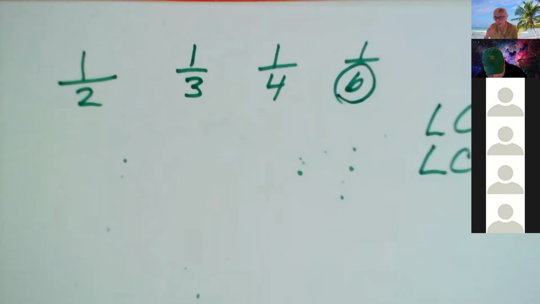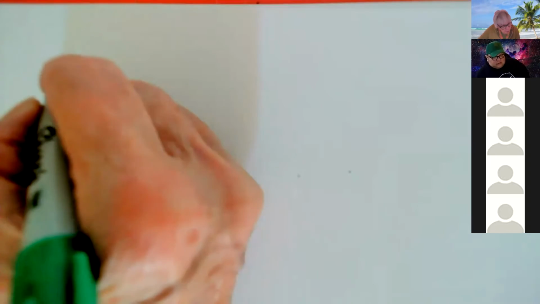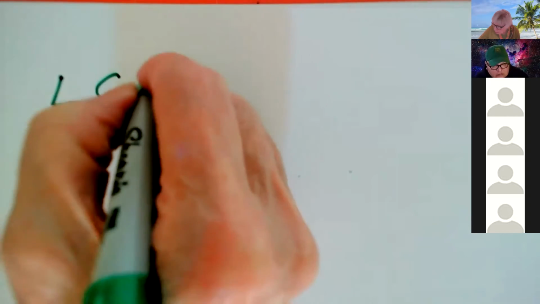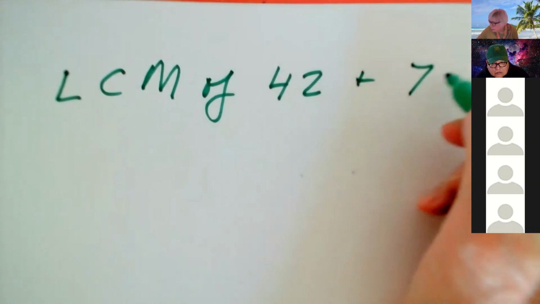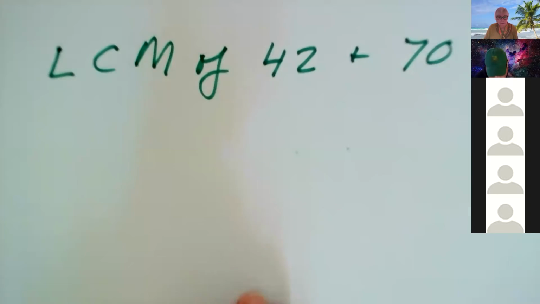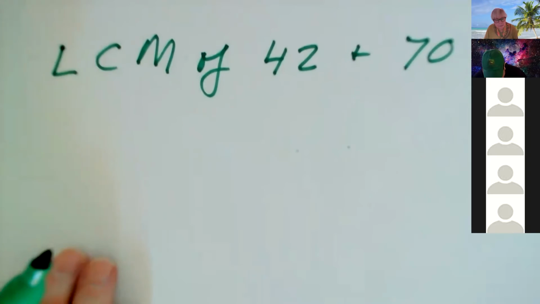Has anybody worked on any of these? I know it can get worse. I'm going to do this one. Least common multiple of 42 and 70. I have no idea what the answer is, okay? I'm not even going to guess. Because the numbers are so large, I'm going to prime factor it.